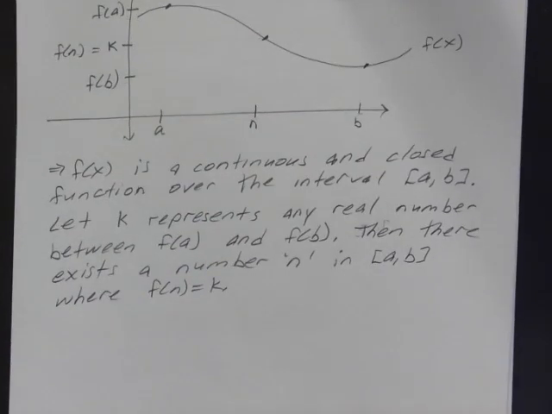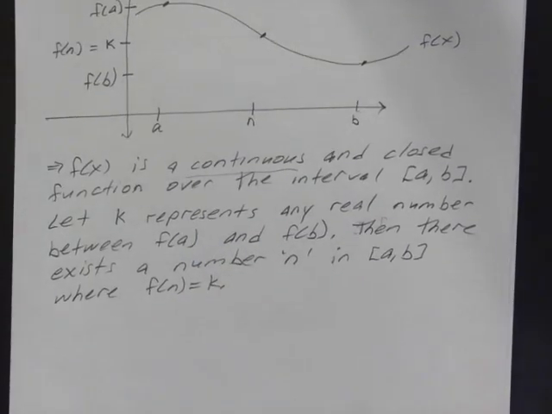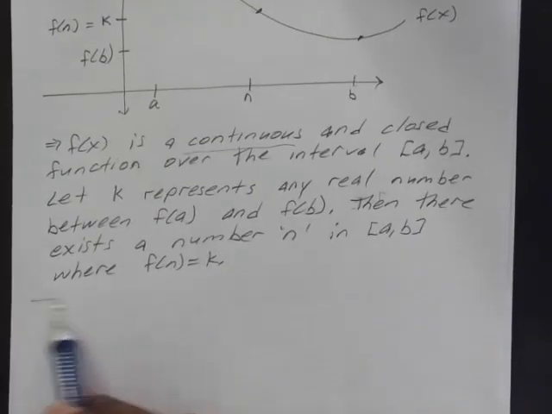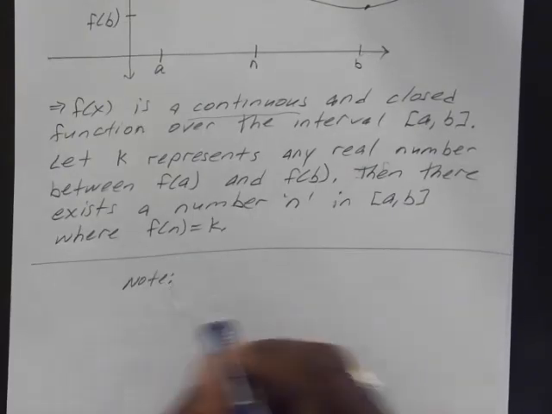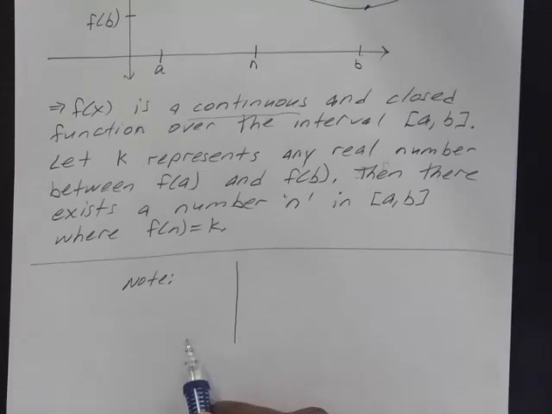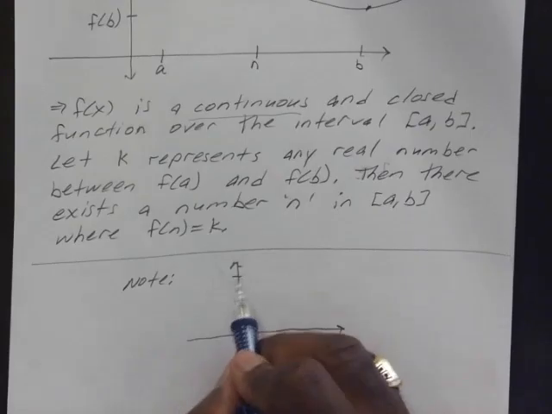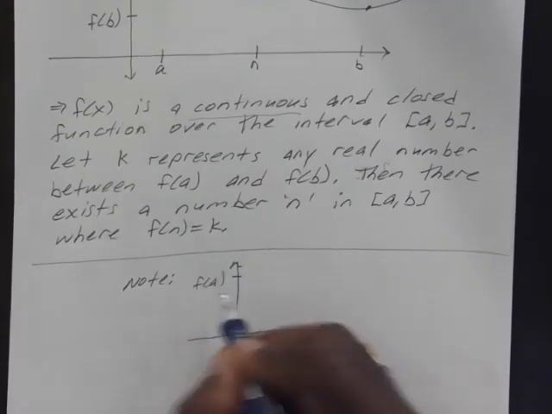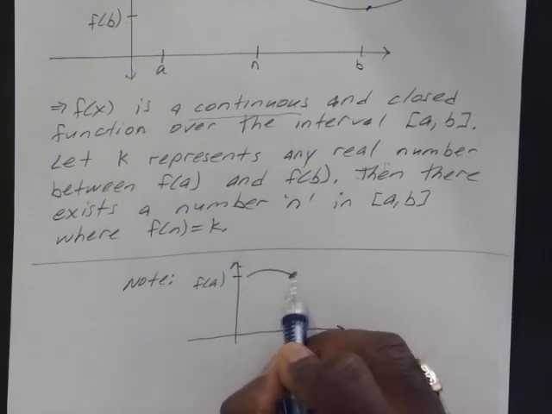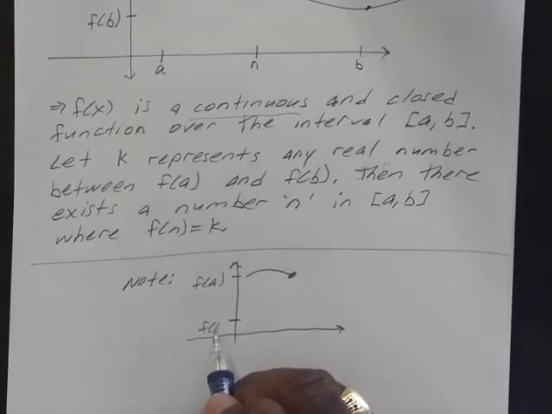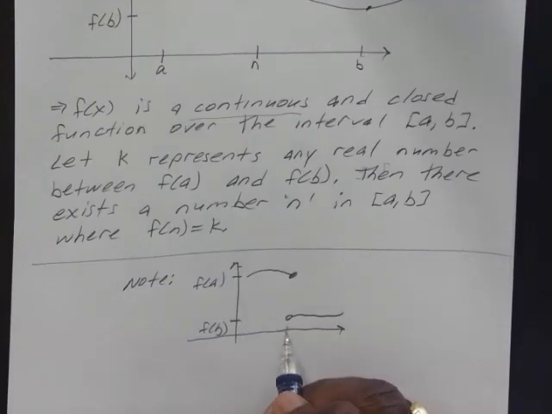Now, the key to this being true is the fact that it's continuous. Because if the function were not continuous, if you have your x and y axis, so let's say your f of a is this side of the function, and f of b is this side of the function of n.